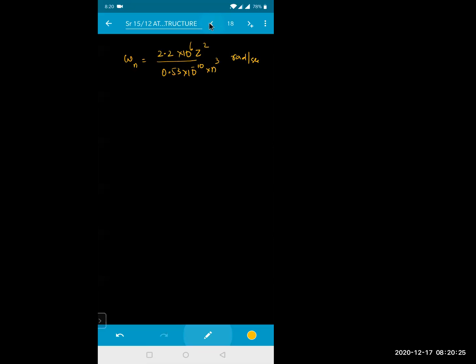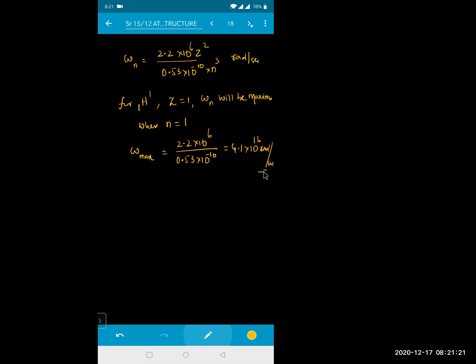For a hydrogen atom, that means for ₁H¹, the value of Z is 1, and ωn will be maximum when n = 1. As n increases, ωn decreases. So ω max = 2.2 × 10⁶ / (0.53 × 10⁻¹⁰). Simplifying this, it is 2.2/0.53 × 10¹⁶, which is approximately 4.1 × 10¹⁶ radians per second.